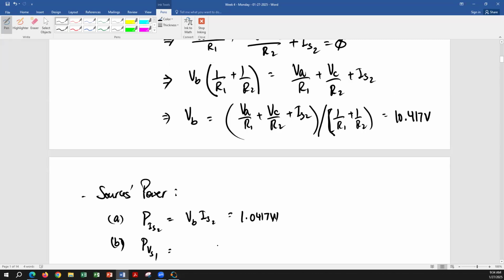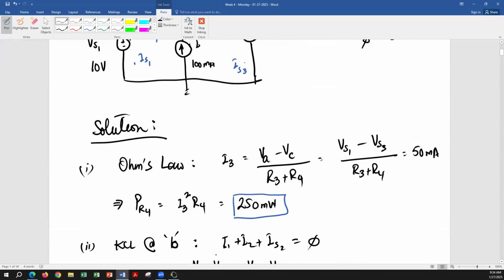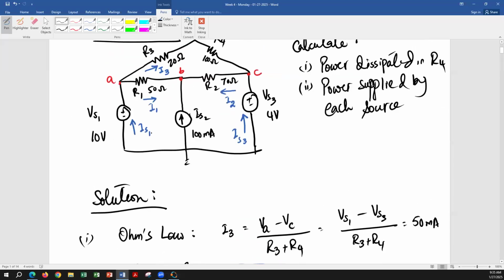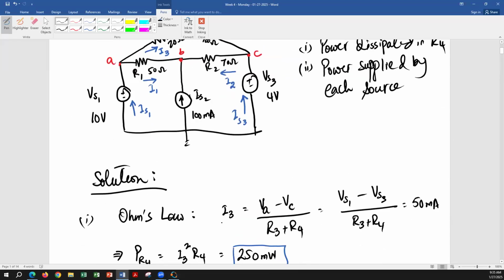All right, what equation should I write for the power for VS1? VS1 times, say it again, I1 plus I3, or VS1 times IS1. IS1 is I1 plus I3.